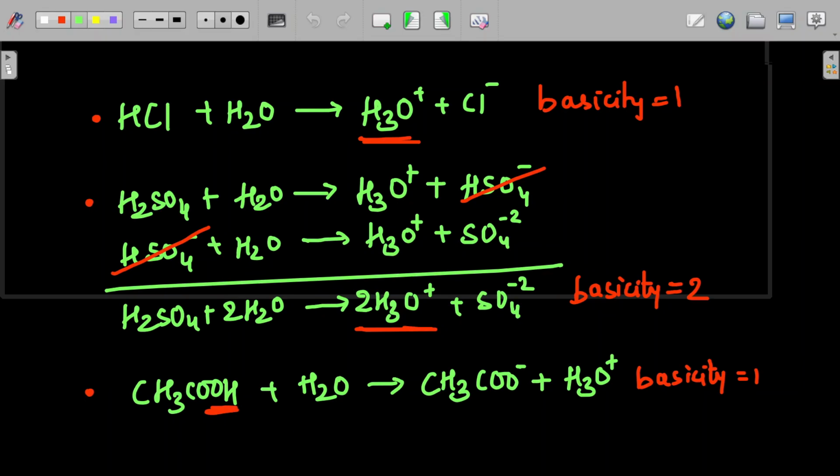Here, in HCl only one hydrogen is there, so it is giving one hydronium ion. In H2SO4 two are there, both of them will ionize, so you are getting two hydronium ions. But in CH3COOH you totally have how many? H3 plus H, four hydrogens. But out of four, only one hydrogen is ionizable, which is attached to oxygen. Therefore, it will give you only one hydronium ion, not four, right? This H attached to carbon will not ionize. It remains as it is. Okay, so that will be the difference.